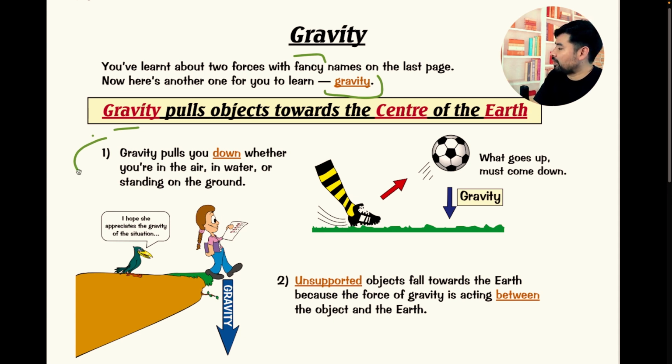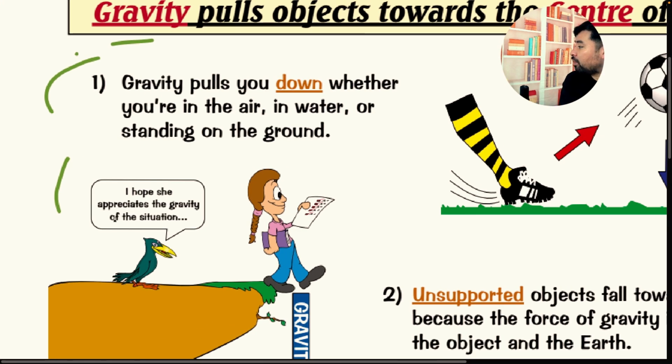Gravity pulls you down, whether you are in the air, in the water, or standing on the ground. It doesn't matter if you are in the water, in the air, or on the ground. Gravity is a force that will pull you down, in the direction of the earth. And then we have this little bird here that is saying something. Let's see, what is he saying? It's closer. I hope she appreciates the gravity of the situation.